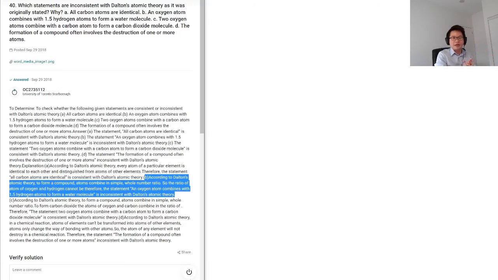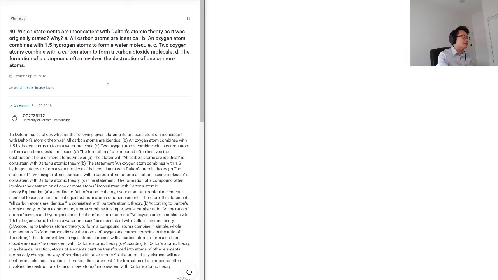You can argue that it has protons and neutrons, but we are looking at the whole atom, nucleus and electrons. When they form a compound, both of them are still there, they just bond together, by ionic bond or covalent bond. So they are still there. Therefore, from here we can only find two statements that are inconsistent. The first statement is the oxygen atom combined with 1.5 hydrogen atoms. Again, for this building block, the count is a whole number: 1, 2, 3, and 4. It cannot be 1.5. So therefore B is inconsistent.